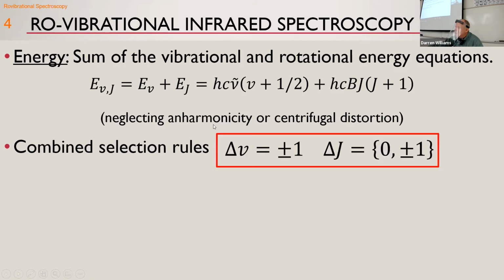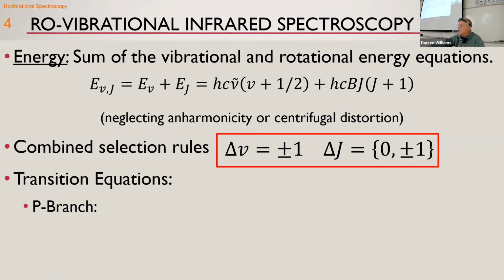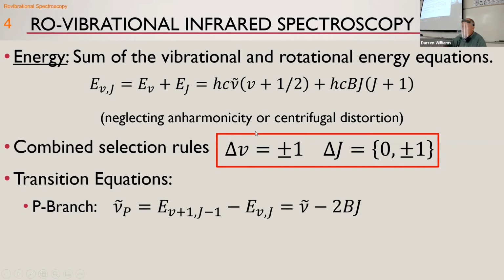And so the combined selection rules, which we've discussed already, are delta V plus or minus 1 and delta J 0 and plus or minus 1. We can use those selection rules to come up with the transition equations. Now I've given you the answers here, I haven't derived them. And so it would be a great homework exercise to go algebraically from this energy level equation to this transition equation, where you end up with this right here. This is going to be the frequency in the infrared spectrum where that spectral line would show up.